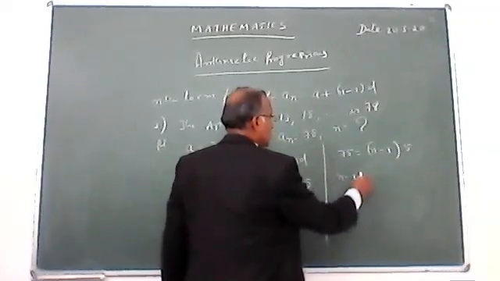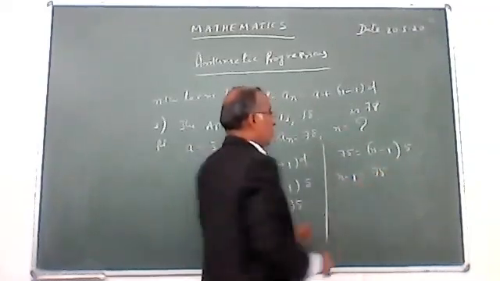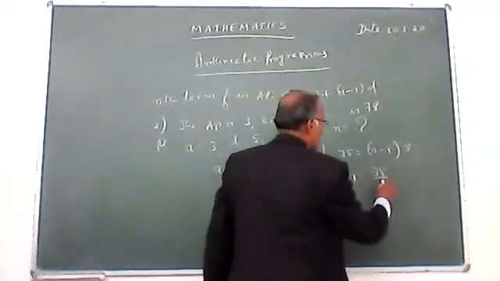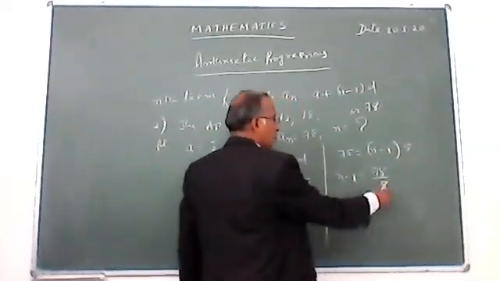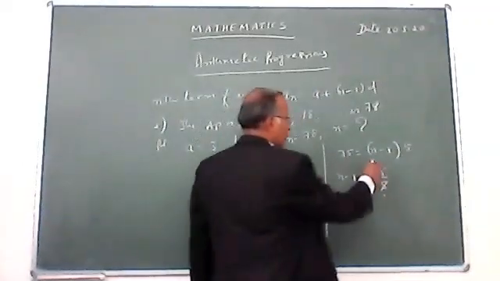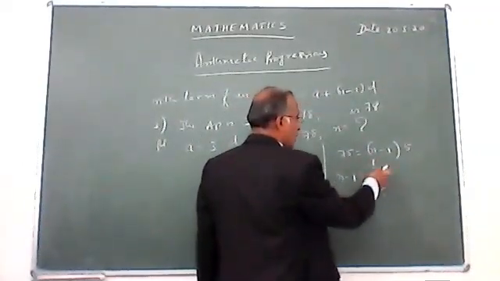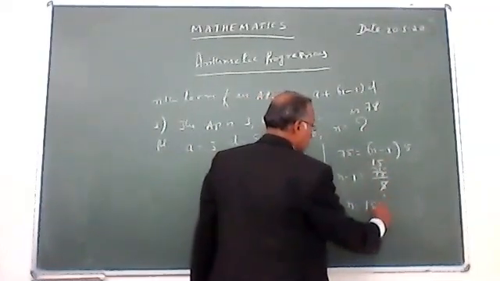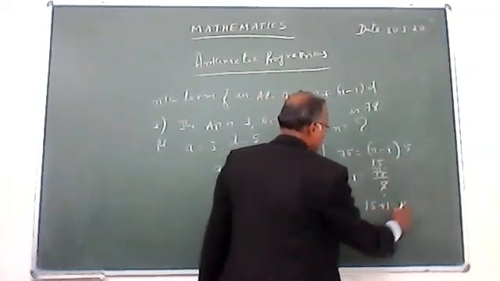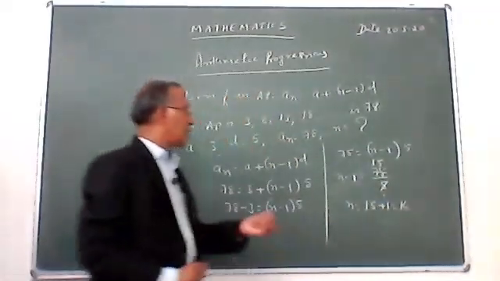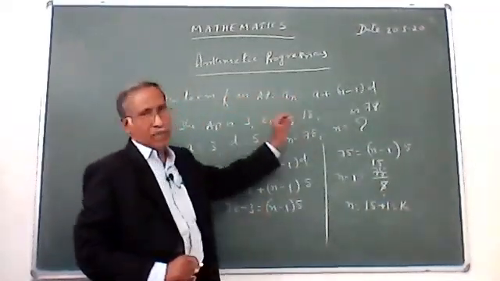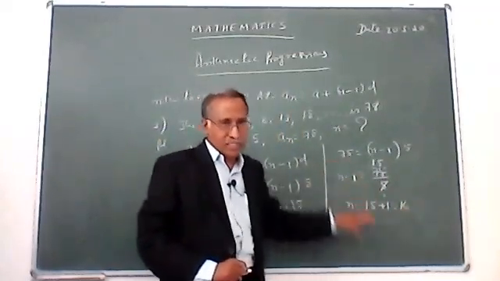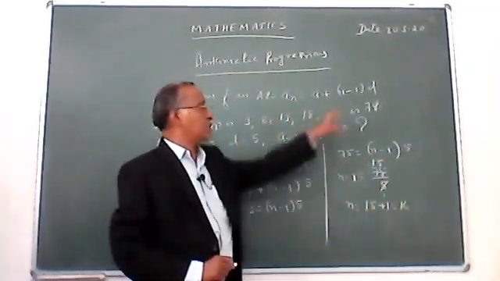So n minus 1 is equal to 75 by 5. Multiplication becomes division by 5. Do the division. 5 ones are 5, 5 ones are 5, 2 is the remainder, 25. 5 fives are 25. N is equal to 15 plus 1, which is equal to 16. What they asked here: which term of this AP is 78? N we have got is 16. Then you can write: 16th term of this AP is 78.